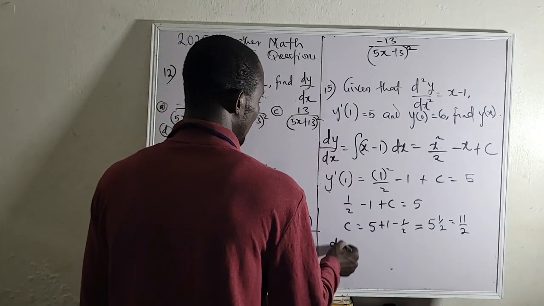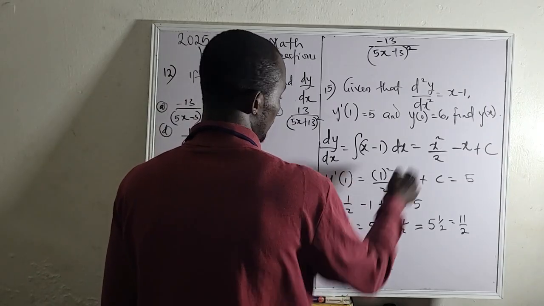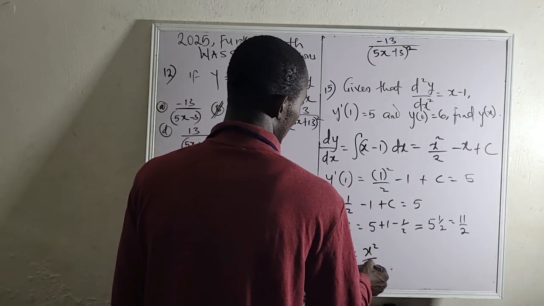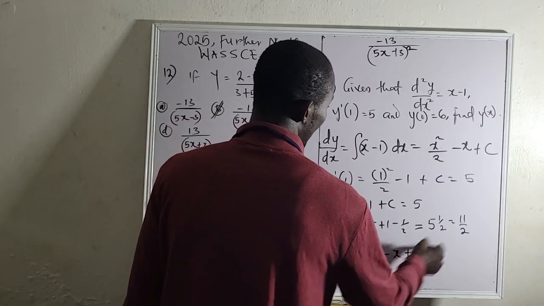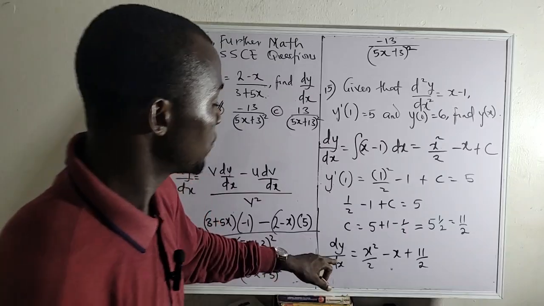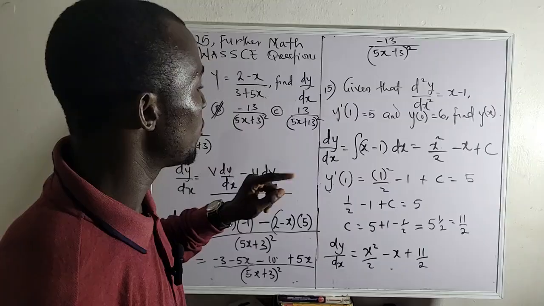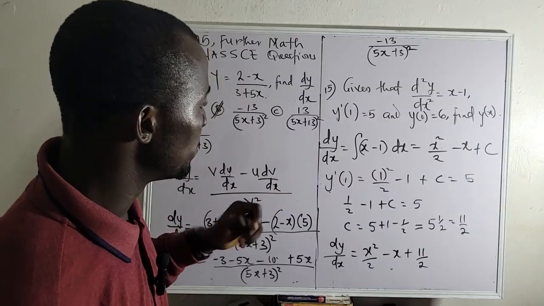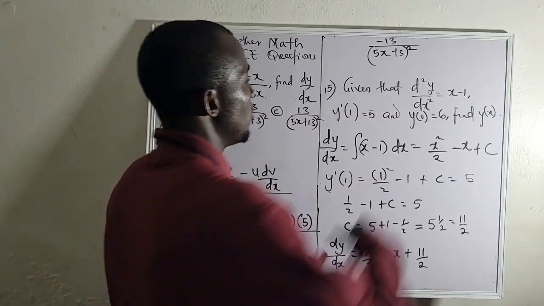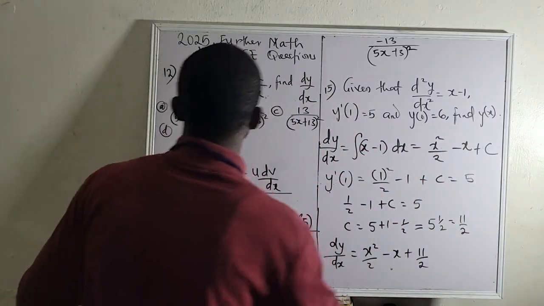Therefore, we can rewrite dy over dx as, in place of this, we now have x squared over 2 minus x plus 11 over 2. So that is our first derivative. Now, remember that we are to look for y of x. That's what we are looking for. Now, let me clean this particular place.